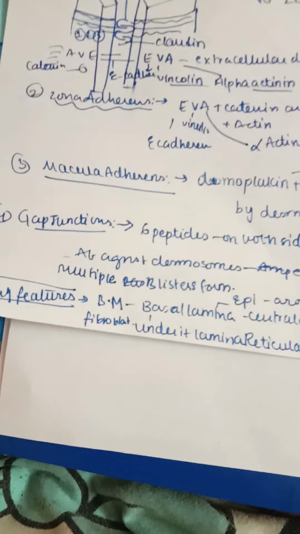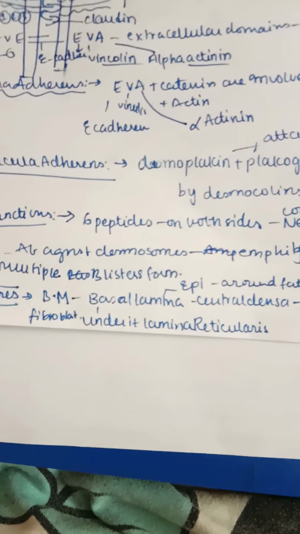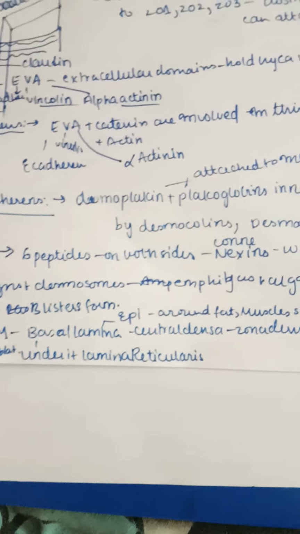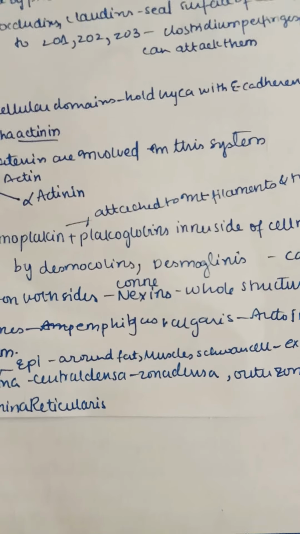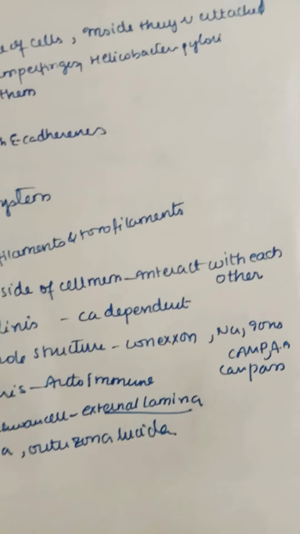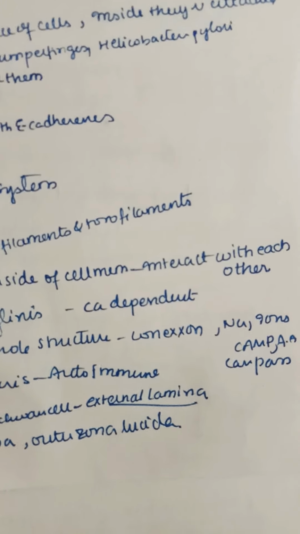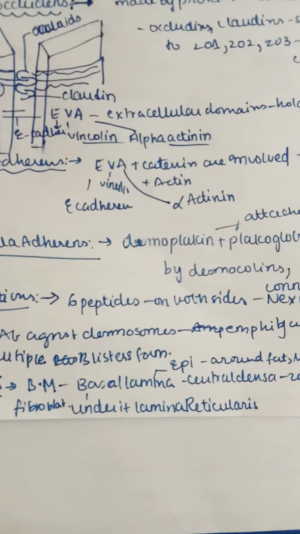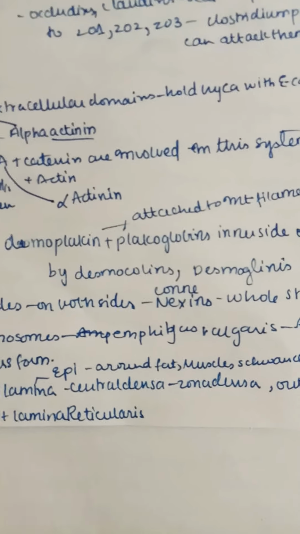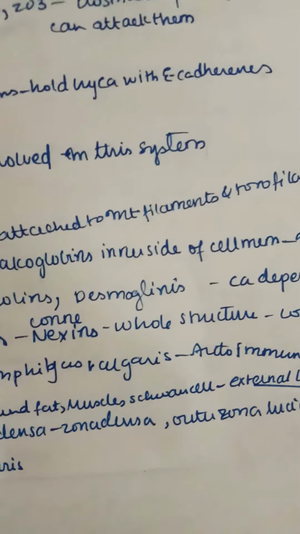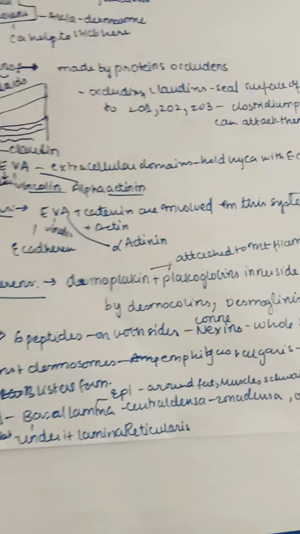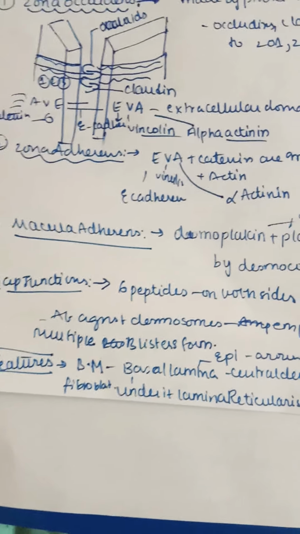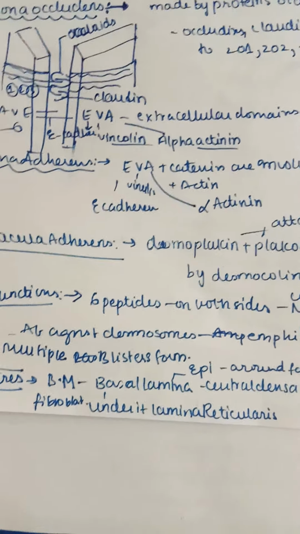And next we have the gap junctions. Gap junctions are mainly made up of 6 peptides which are channels present on both sides, and they have connexins. Connexins form the whole structure, a connexon. So mainly sodium ions, cyclic AMP and amino acids can pass from one cell to another. Antibodies against the desmosomes may be produced sometimes in the case of pemphigus vulgaris. It is an autoimmune disease where our own body forms antibodies against our own cells' desmosomes. So multiple blisters are formed in this case.